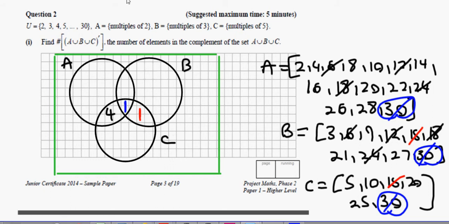Now next, how many does A have left? It has 1, 2, 3, 4, 5, 6, 7, 8, 9, 10. Ten. This one here has 1, 2, 3, 4. Four. Oh, sorry, I also forgot A intersection B, excuse me. A intersection B was 4. I haven't done A intersection C yet, so excuse me about that.